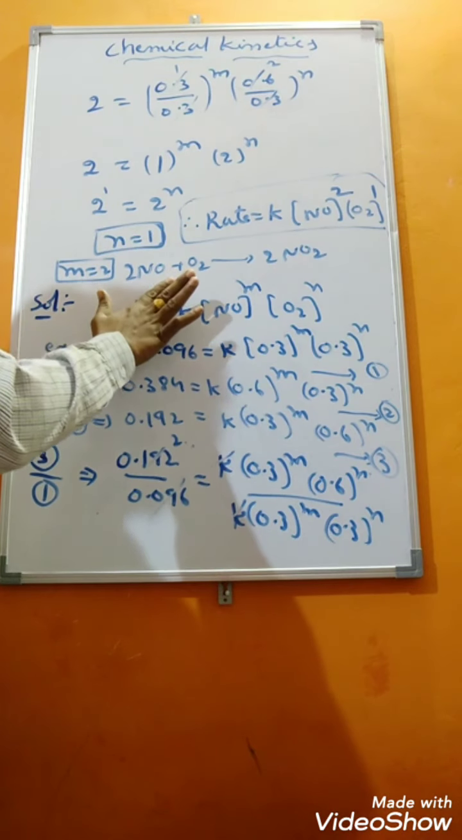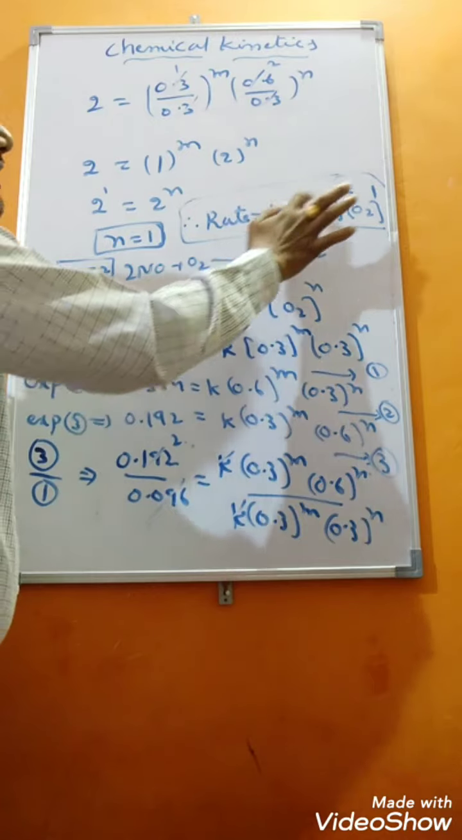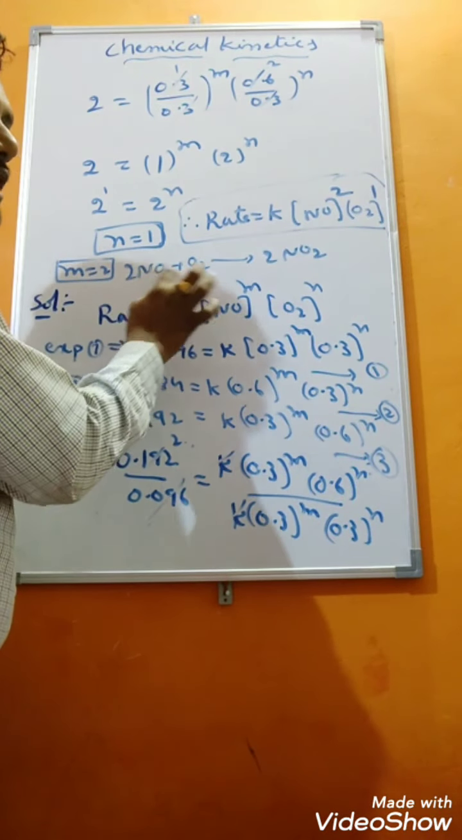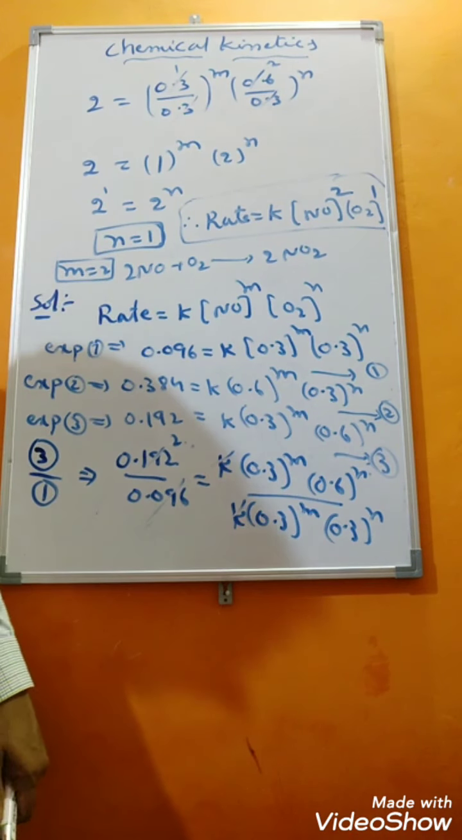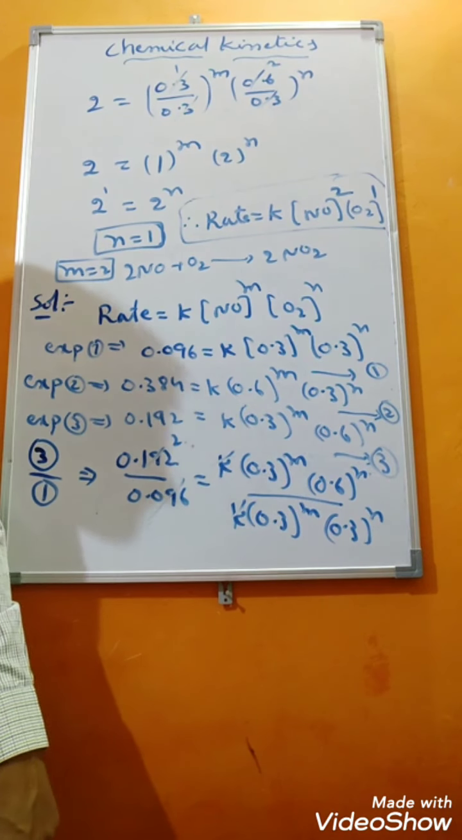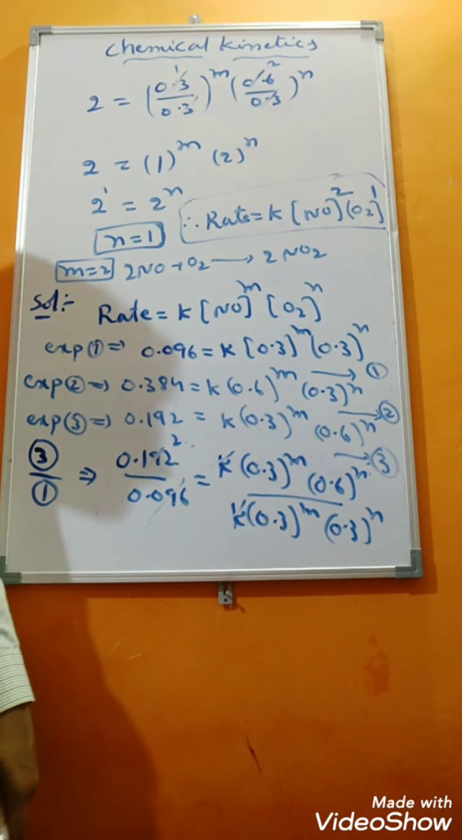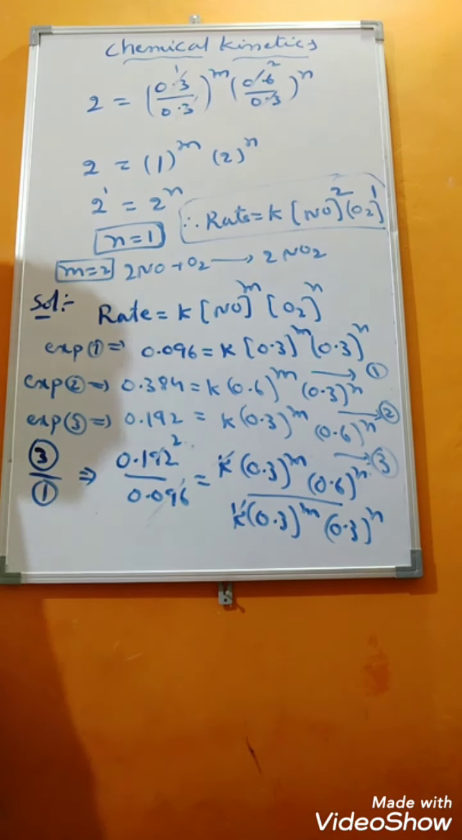So we have seen one example. What is that? In the rate expression, the exponents we got are equal to the stoichiometric coefficients of the balanced equation. Now we will see some more reactions. In these reactions, the exponents of the concentration terms are not the same as their stoichiometric coefficients. What are those examples? We will see, students.